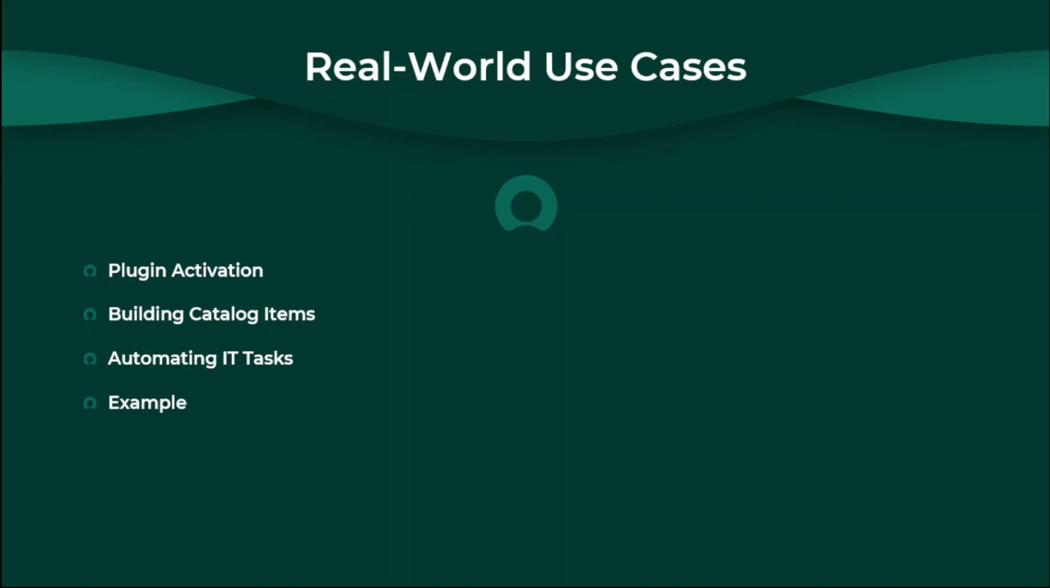Building catalog items: integrate workflows with service catalog items so end users can request and trigger automations like creating a new AD account. Automating IT tasks: restart servers, open firewall ports, or sync files between systems, all through ServiceNow. Example: an onboarding catalog item could trigger multiple orchestrated actions, creating an AD account, assigning a mailbox, provisioning cloud resources, and updating the CMDB. This orchestration not only saves time but ensures standardization and compliance.